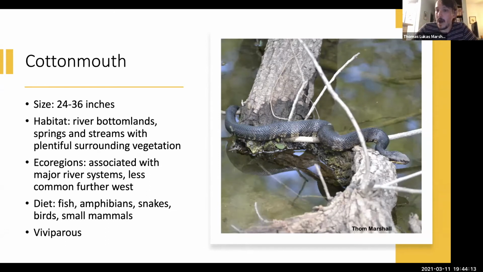They have a pretty wide range of prey items as well, that includes fish, amphibians, often other snakes, birds, and small mammals. And they have a unique way of defending themselves. When they're approached by a potential predator, they'll flip back their head and open their mouths and show the white lining of their mouth to show that they don't want to be threatened anymore, to try to scare you away.